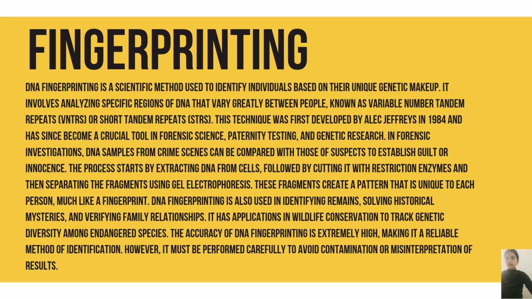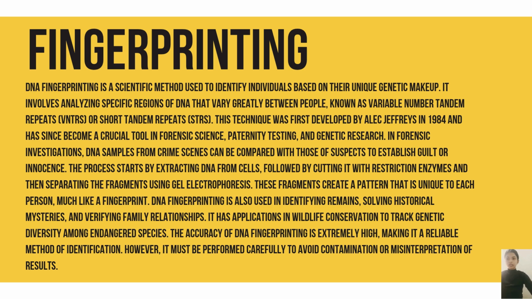In forensic investigations, DNA samples from crime scenes can be compared with those of suspects to establish guilt or innocence. This process starts by extracting DNA from cells, followed by cutting it with restriction enzymes, and then separating the fragments. These fragments create a pattern that is unique to each individual, which makes a fingerprint.